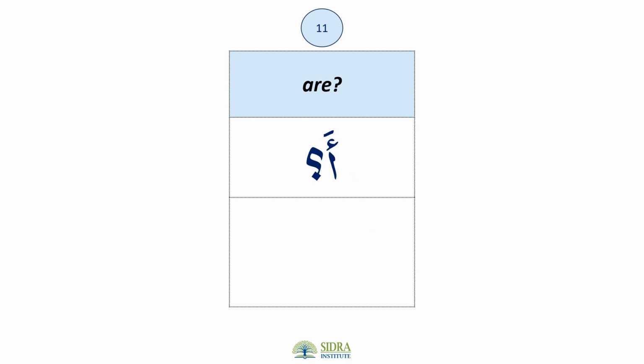Next we have أ. Again أ. And it means are. For example, أأنت طالب? Are you a student?